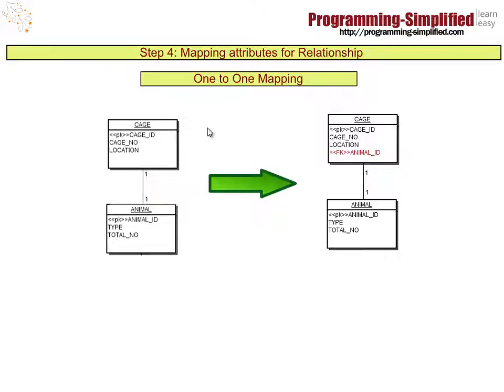So for one-to-one mapping, we could have done it the other way around. For example, we could have taken the cage ID, which is the primary key of cage entity, and introduced it in the animal table as the foreign key. So cage ID can be mentioned over here instead of animal ID mentioned over here.